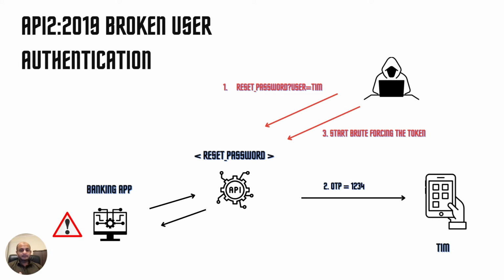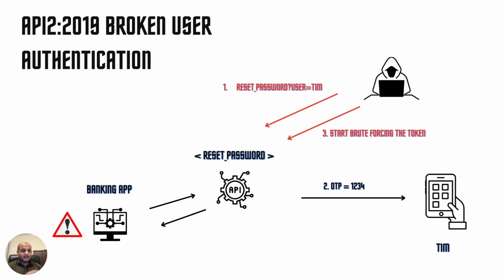Supposing I'm an attacker, and I know there's a guy called Tim. That's all I know. His user ID is Tim, right? I can try to communicate with this API. I know it's a reset password, right? I'll send it Tim, and the application, it's not dumb. It's going to send a token back.